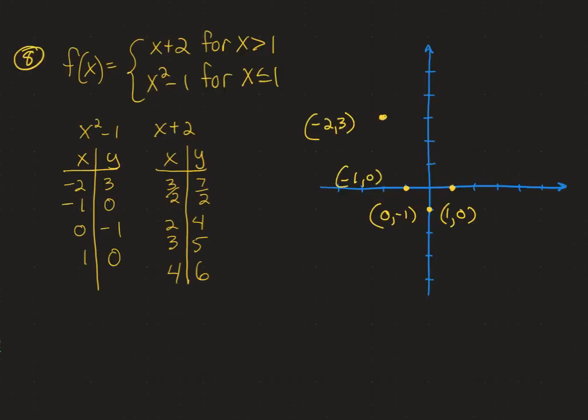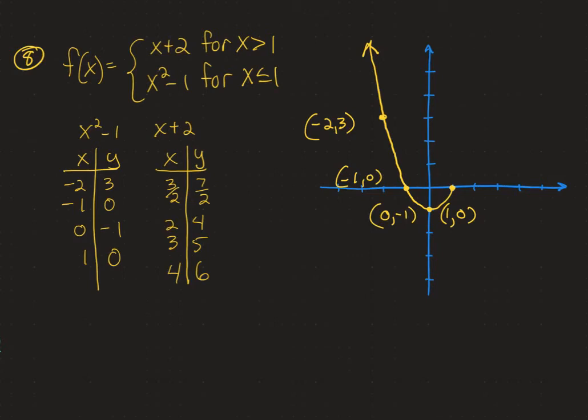I think it's time for a piecewise function. All right, so we have f of x. For the piecewise function, x plus 2 for x greater than 1, and x squared minus 1 for x less than or equal to 1. I made my t-tables, and I have graphed 4 points that are less than or equal to 1. And if I were to continue going toward the negative direction, this graph, which is a parabola, would continue as a parabola. It would continue in the negative x direction and in the positive y direction.